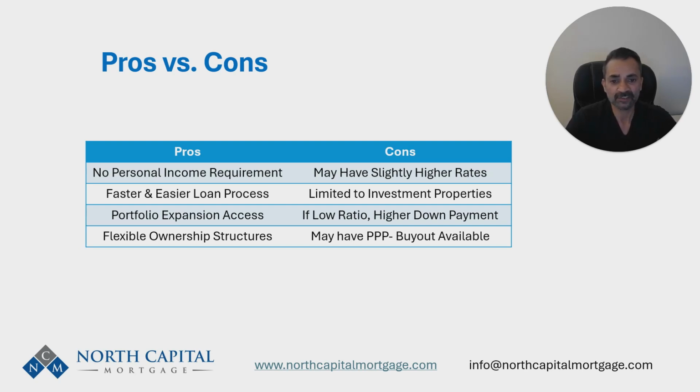Some of the cons: you may have slightly higher interest rates as compared to conventional loans. This loan is going to be limited to investment properties, as we discussed. If your DSCR ratio is low, you're going to have a higher down payment and likely a higher interest rate. Also on DSCR loans, you will likely have a prepayment penalty. You can buy out or buy down that prepayment penalty, but your interest rate will likely go up.